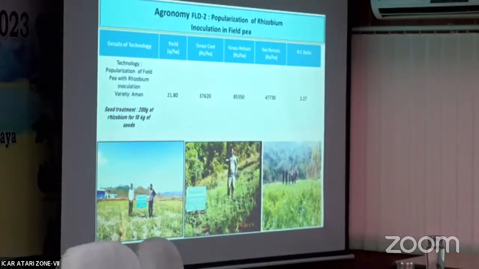Front-line demonstration number 2 under agronomy is popularization of rhizobium inoculation in field pea. Here we treated the seeds with 200 grams for 10 kg of seeds, and the return is 47,730 with a BC ratio of 2.27.